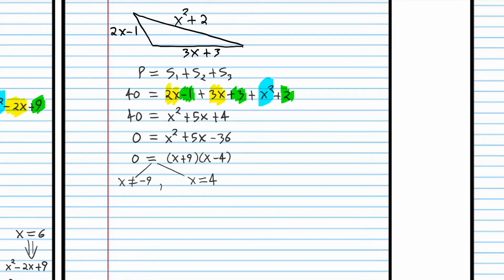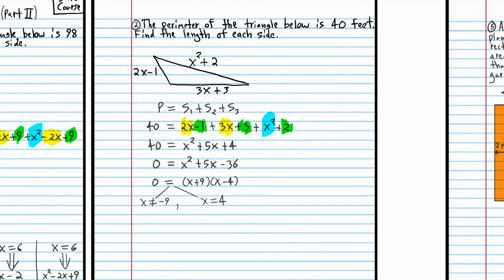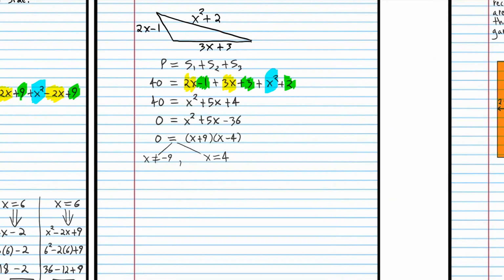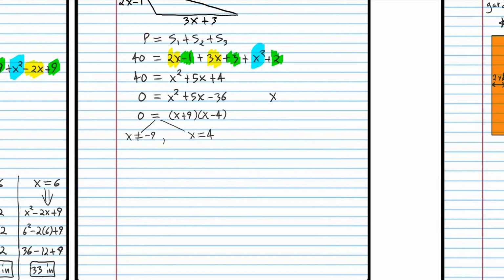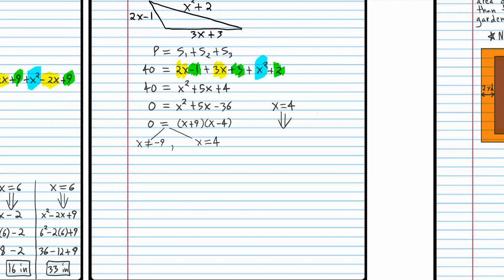So now that we know x is 4, again, we want to find the side length. We cannot find the side lengths because we don't know x. Or we didn't know x, now we do. So now we're going to plug in x. So x is equal to 4. So we'll start with 2x minus 1. 2 times 4 minus 1. That's 8 minus 1, which is 7.